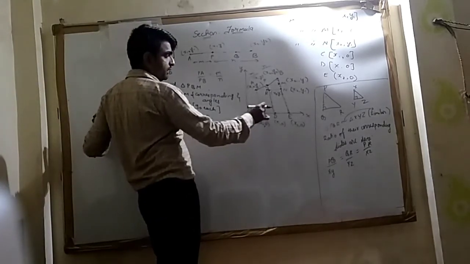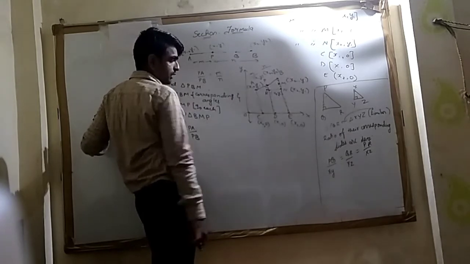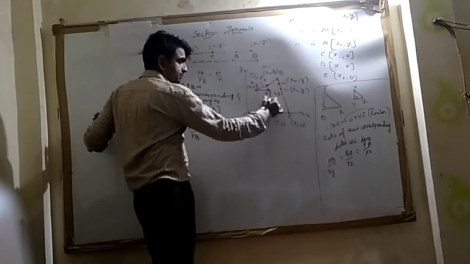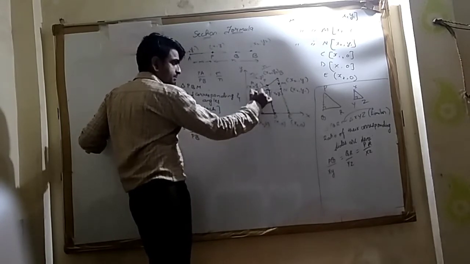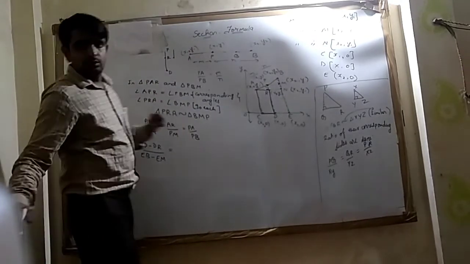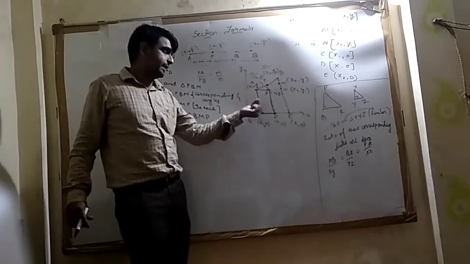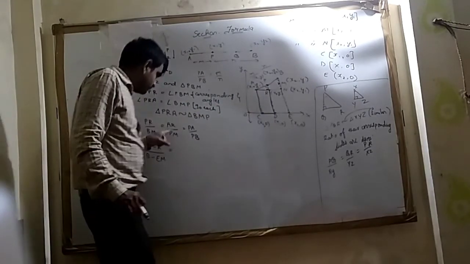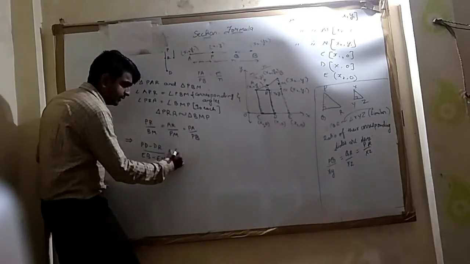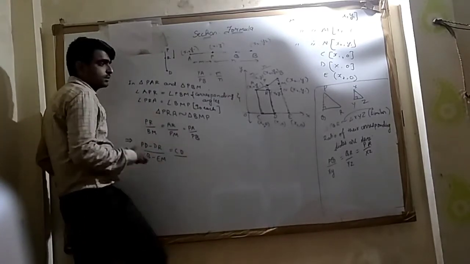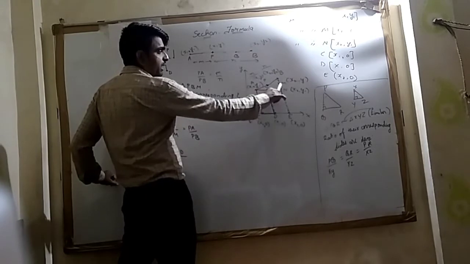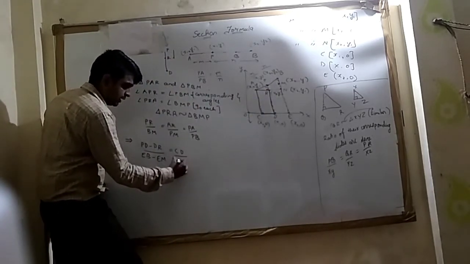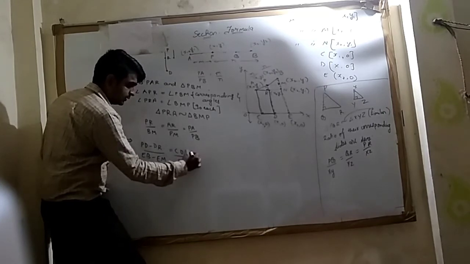Now we need to find this AR. Now see, this is a rectangle. So this AR will be equal to CD. So instead of AR, what I am writing here is CD. And PM will be equal to ED. So instead of PM, I am writing it ED.